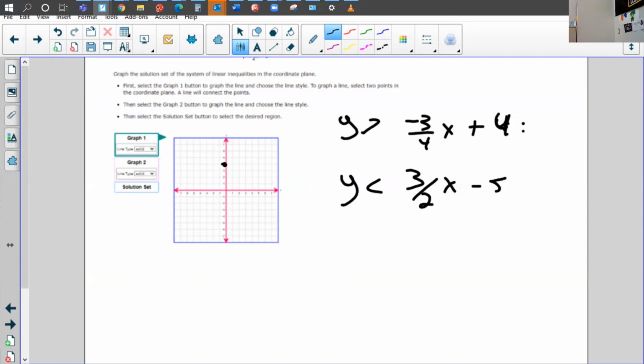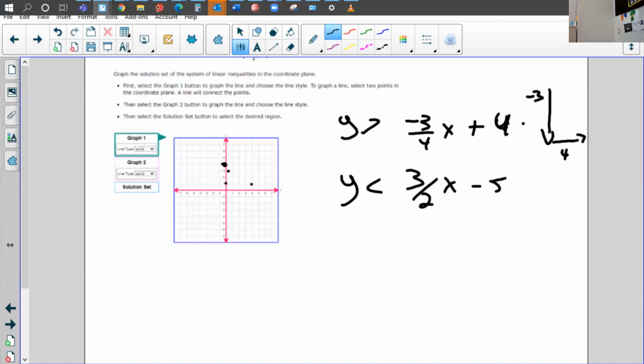And then my rise over run for the first equation is going to be, I'm going to go up, no, I'm sorry, I'm going down because it's -3. I'm going down 3 and to the right 4. Okay, so down 3, 1, 2, 3, and over 4, which is going to put me right there. So that's going to give me my first line.